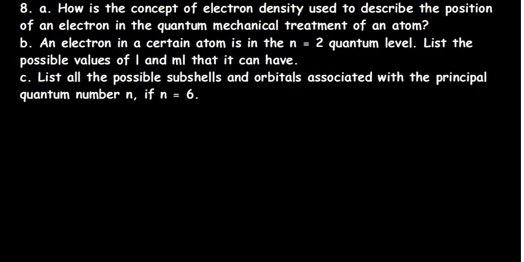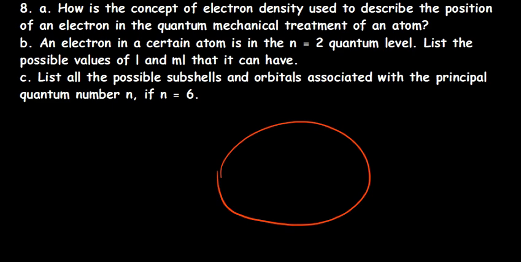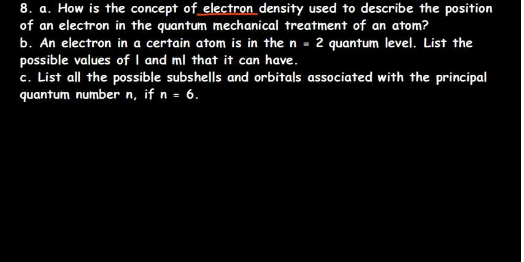So, how is the concept of electron density used to describe the position of an electron in the quantum mechanical treatment of an atom? Unlike the classic models that we've talked about previously, where we've made an argument to say electrons tend to be found in what we call shells, for quantum mechanics the argument is based on what we are now calling electron density. Here we are told electrons exist in what are known as orbitals.